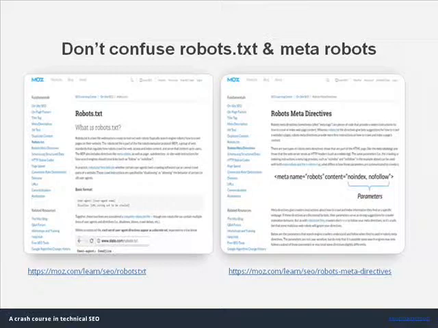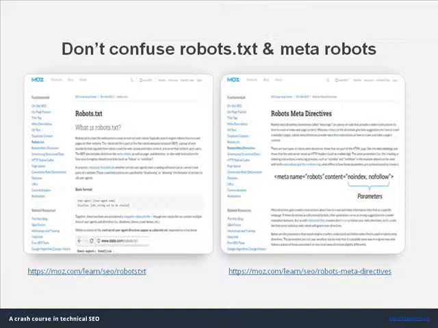One of the biggest mistakes I still see to this day, despite this all being decades old, is people confusing and conflating robots.txt directives and meta robots directives. So let me say this really clearly for the avoidance of doubt. Robots.txt disallow rules prevent Google from being allowed to crawl a URL. It doesn't stop them from being allowed to index it.